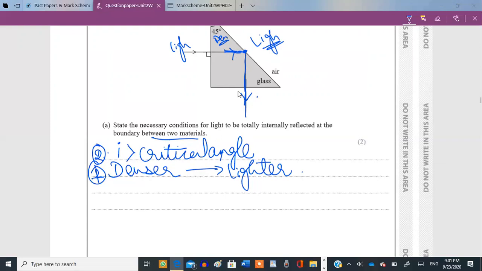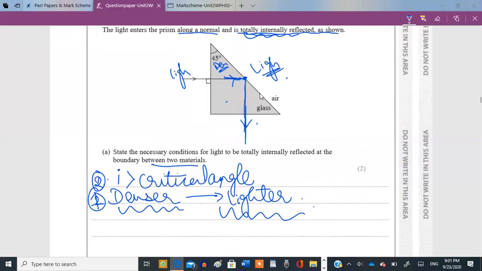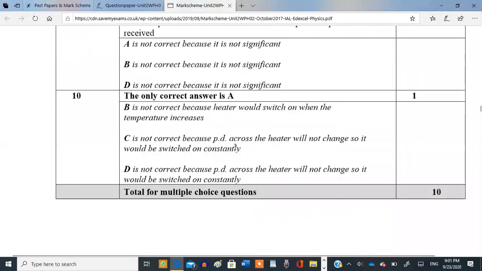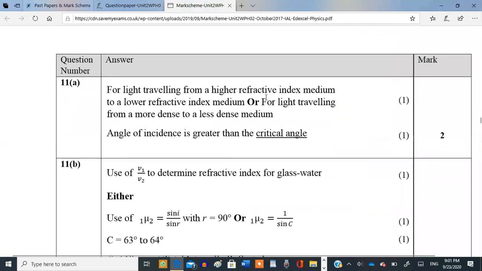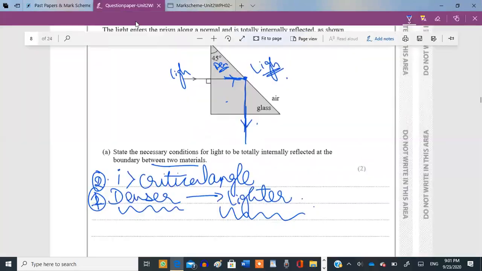Okay? So the angle of incidence should be greater than the critical angle, and the ray should be passing from denser to the lighter medium. The glass is denser than air. For light traveling from a high refractive index to a lower refractive index, meaning more dense to less dense, denser to lighter, the angle of incidence must be greater than the critical angle.